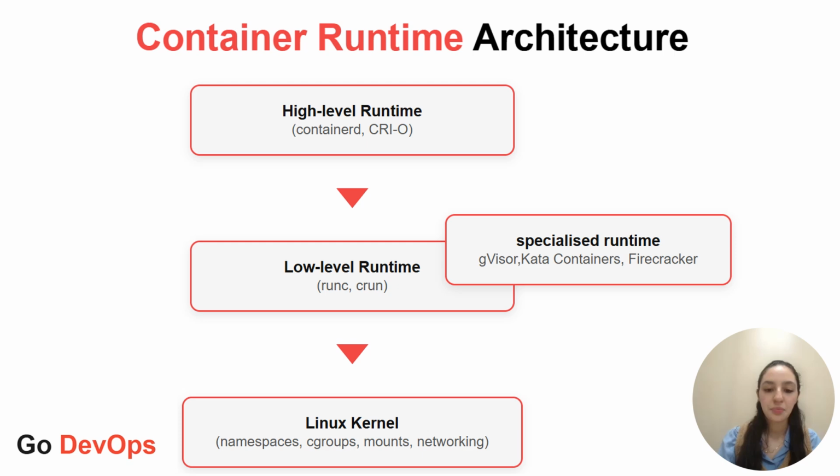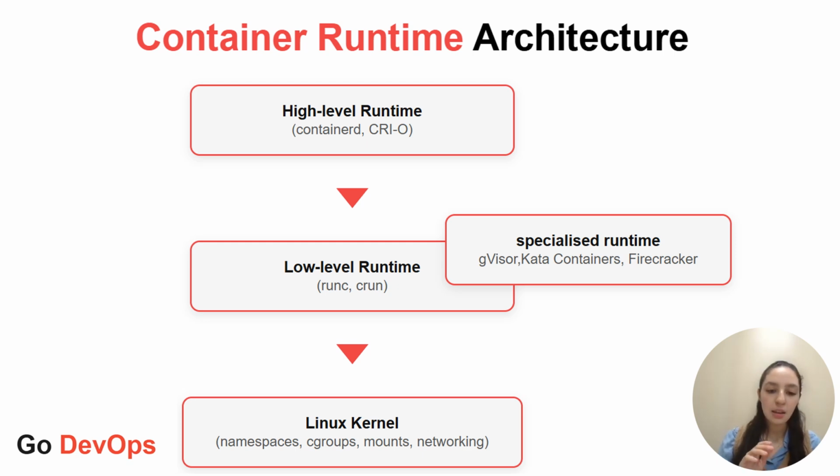And the most widely used one is runc, which follows the OCI runtime specification. This layer is responsible for turning a container definition into a real Linux process using kernel primitives like namespaces for isolation, cgroups for resource limits, and mounts for file systems.